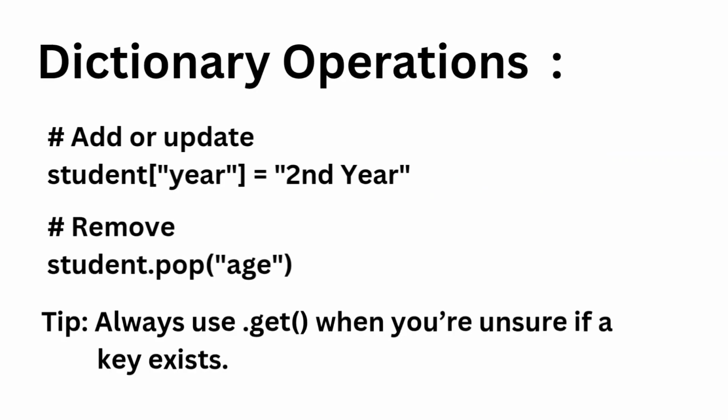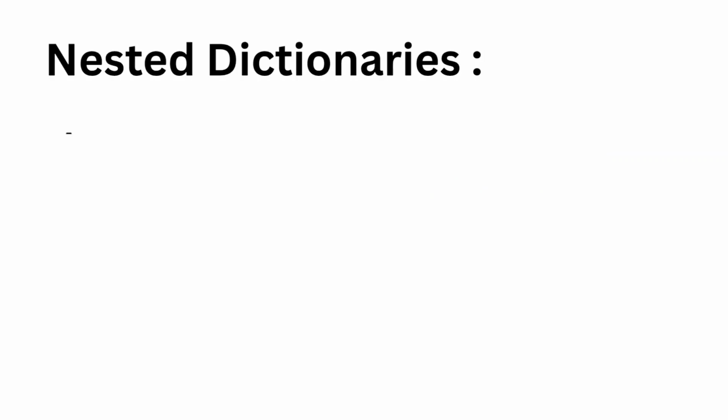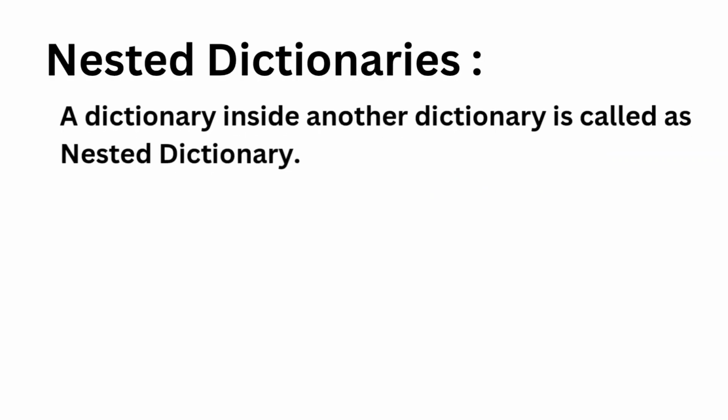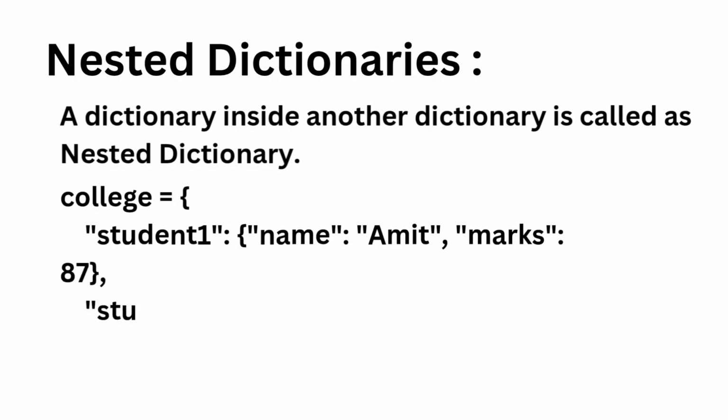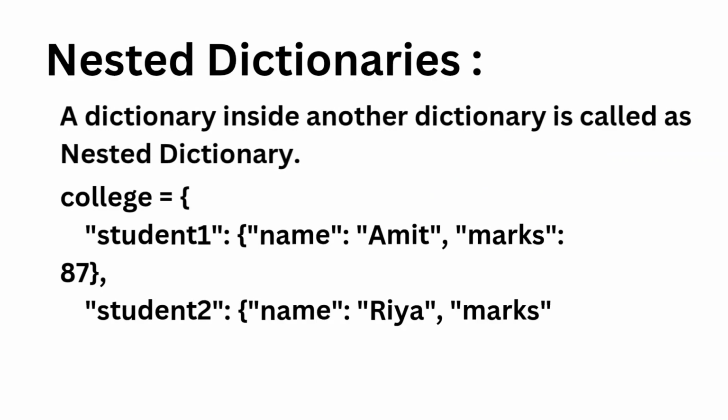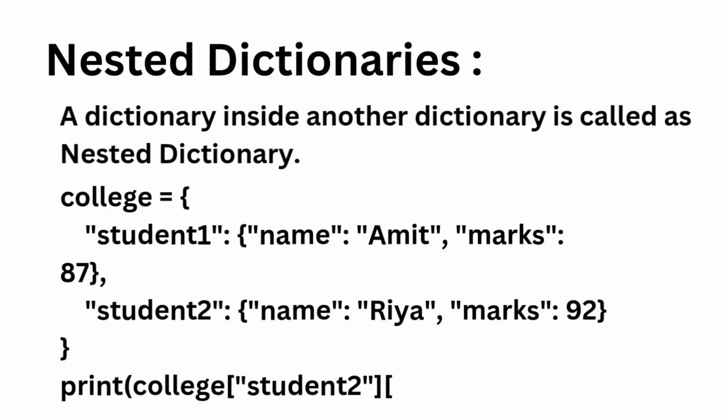And let's see about nested dictionary, meaning a dictionary inside another dictionary. It is great for representing complex data. Let's see an example here. College is a variable. It has student 1, which is the first dictionary, and student 2, which is another dictionary. Student 1 has name and marks, and similarly student 2 has name and marks. When we print college student 2 and marks, it will print the marks placed in student 2, so it will be 92.